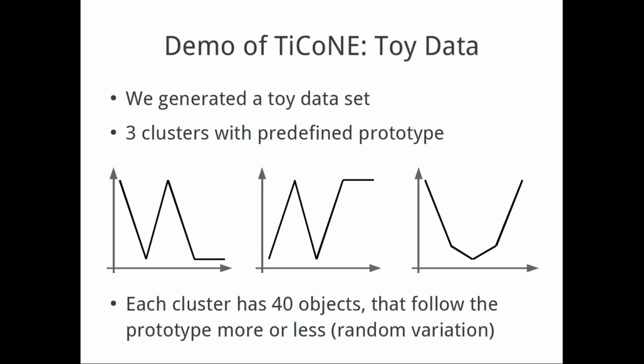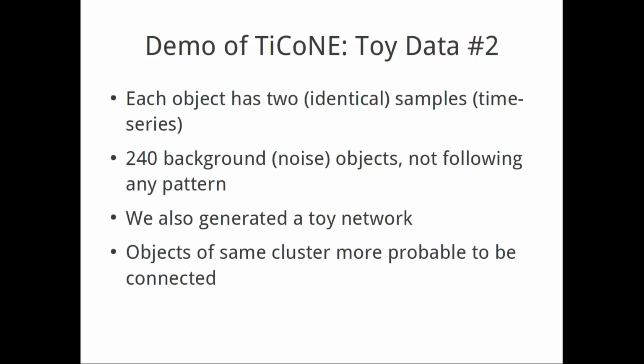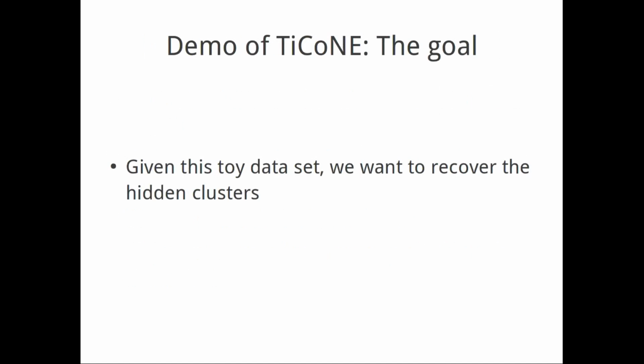Towards the end of this presentation, we have prepared a small toy dataset which consists of 3 clusters, each following a predefined prototype, which you can see here. Additionally, we generated objects for each of the clusters that follow the prototype more or less. To make the task more challenging, we also generated background, aka noise objects, which do not follow any pattern. Additionally, we generated a toy network which resembles the same cluster structure. Objects that belong to the same cluster are more tightly connected than objects of different clusters. The goal of this demonstration is then to recover the clusters we have hidden in the data using TiCoNE.